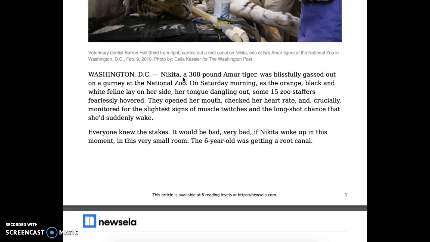Nikita, a 308-pound Amur tiger, was blissfully gassed out on a gurney at the National Zoo. Blissfully and gassed are both vocab words. On Saturday morning, as the orange, black, and white feline lay on her side, her tongue dangling out, some 15 zoo staffers fearlessly hovered. They opened her mouth, checked her heart rate, and crucially monitored for the slightest signs of muscle twitches and the long-shot chance that she'd suddenly wake.